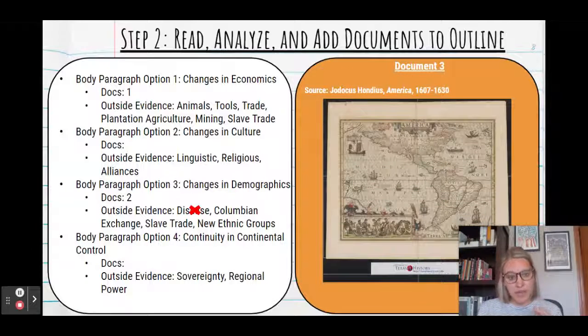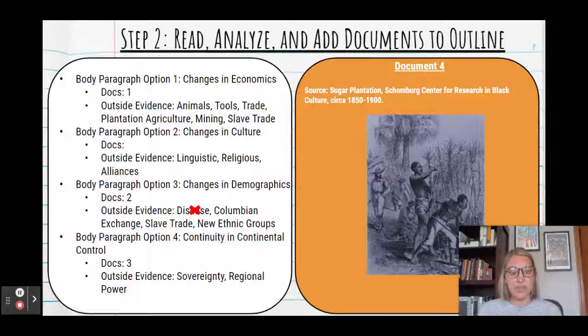Document 3, I want to point out here, if this isn't large enough for you, all those little tiny words on this map are different American Indian tribes. So think about what is being depicted here when you can see that there are dozens of different American Indian tribes listed on this map from 1607 to 1630. Because of that, I see document 3 as being best fit here as a continuity, showing that even by 1607, American Indians still had regional control of the majority of the Americas.